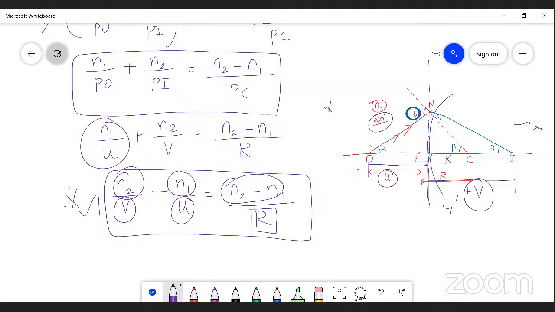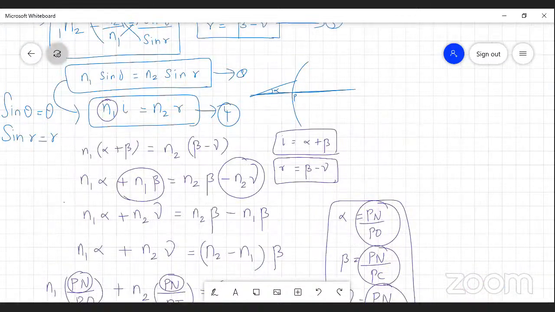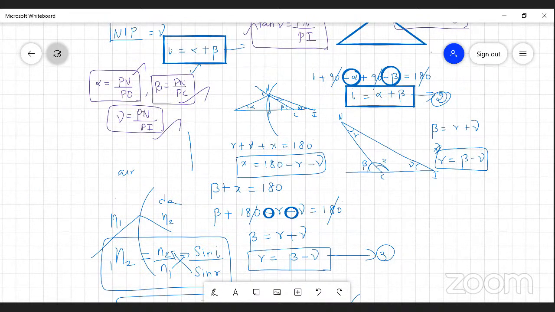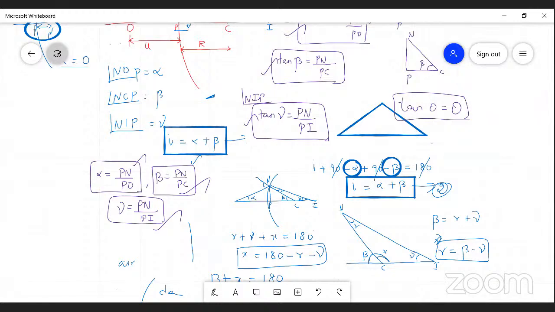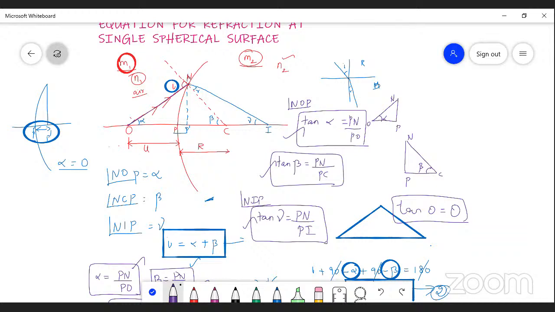First of all, draw the diagram. Once again, listen to me. This is an important area, so consider a single spherical surface. Take the point of incidence on the surface and draw the normal line to the spherical surface. This is the angle of incidence between the incident ray and the normal, and this is the angle of refraction. This value is alpha, this is beta, this is gamma.